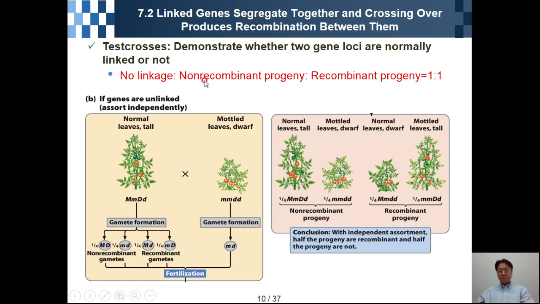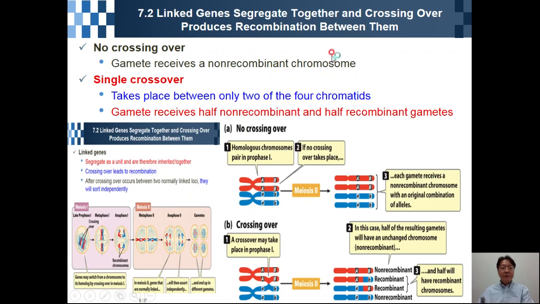Okay. In this slide, we will learn the concept of crossover again. Previously, we learned that crossover is related to recombination. For example, gene A and gene B are located on the same chromosome. They are linked to each other. This case is where there is no crossing over, and this case is where crossing over happens.